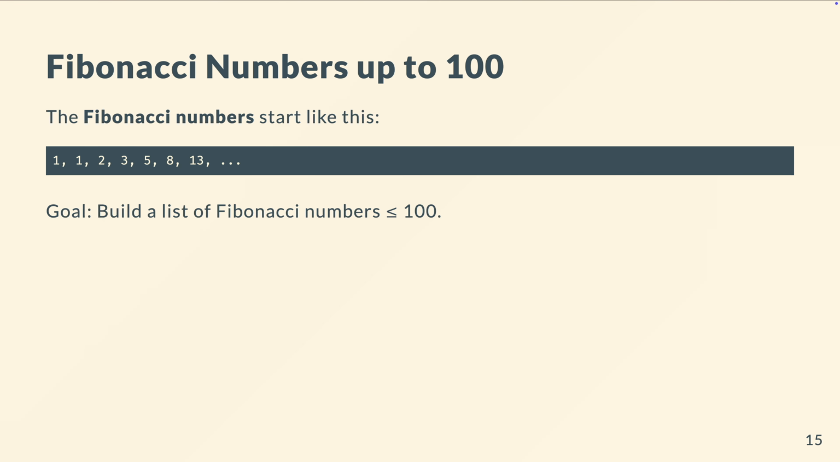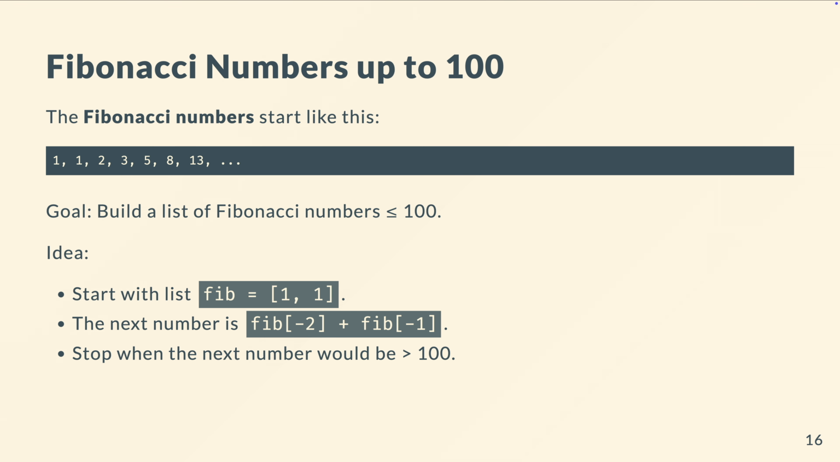Here is the goal. We want to build a list of Fibonacci numbers that are less than or equal to 100. So we keep generating new Fibonacci numbers, and we stop before we go over 100. Here is the idea. We use a list called fib to store Fibonacci numbers. The list starts with the first two items, 1 and 1.